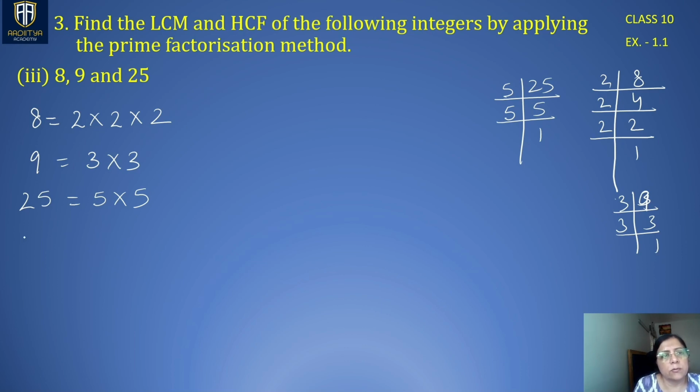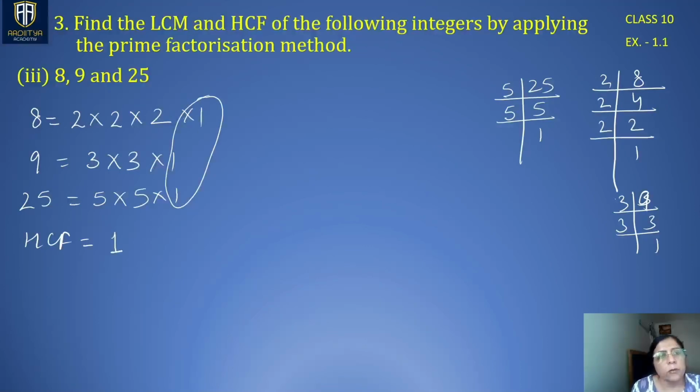When this is the case, we write the HCF of these numbers as 1, because 1 is a factor of every number. So the HCF automatically becomes 1. They are co-prime numbers. Co-prime means they have no common factor. So the HCF of co-prime numbers is 1.